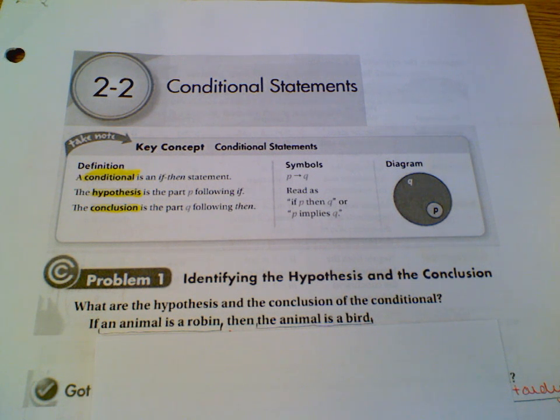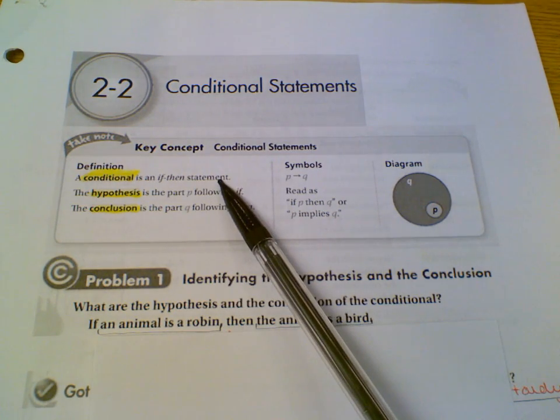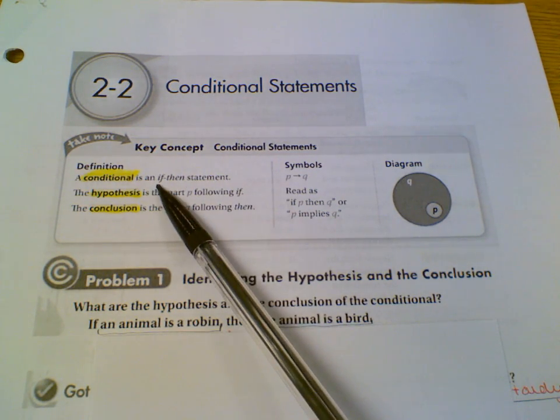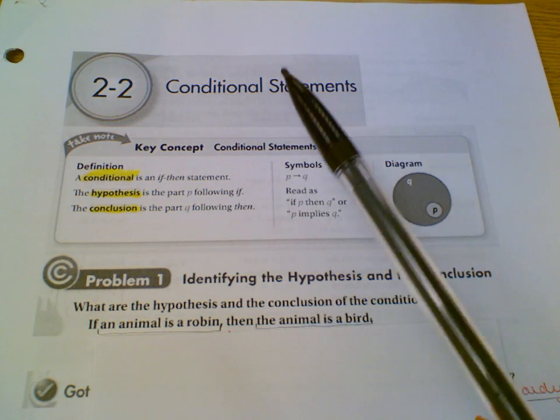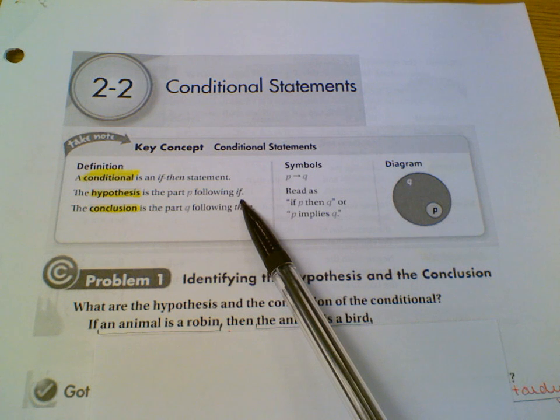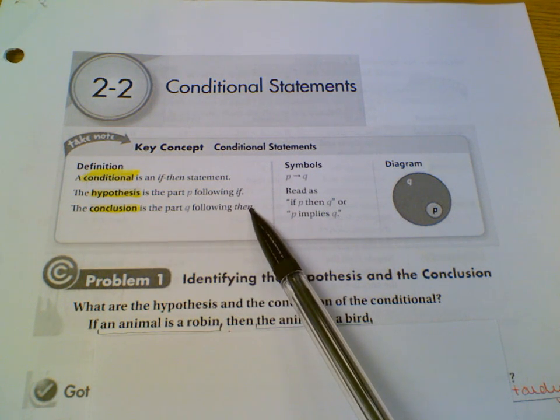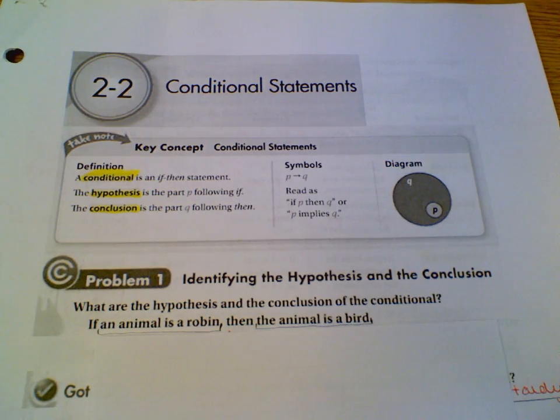The second section of Chapter 2 is conditional statements. So this means we're going to be writing a whole bunch of sentences today. A conditional statement is an if-then statement. So that means it has the words if and then inside of it. The hypothesis is always the part that follows the word if, and the conclusion is always the part that follows the word then. So let's take a look.